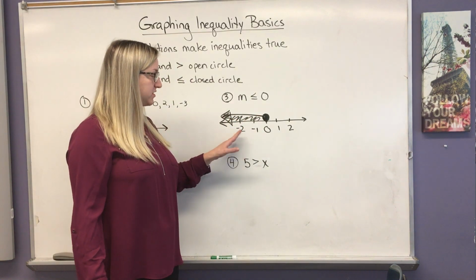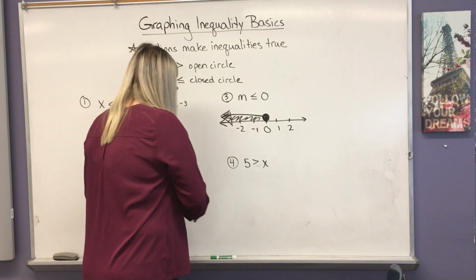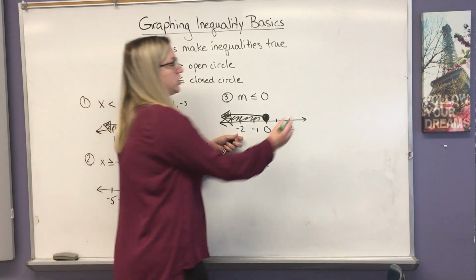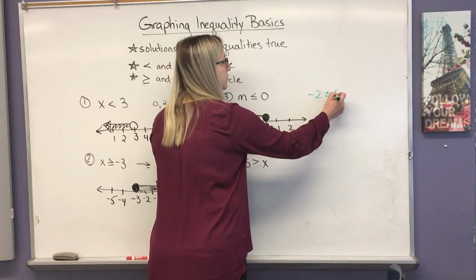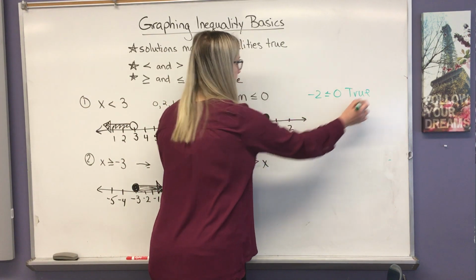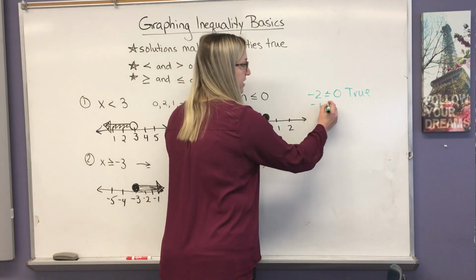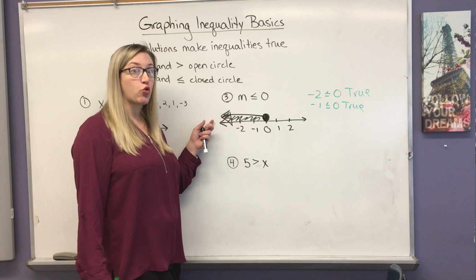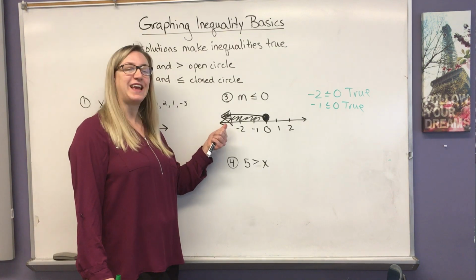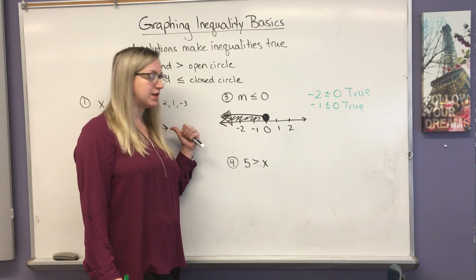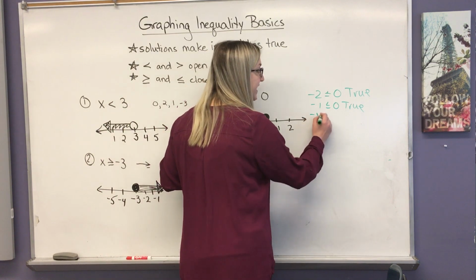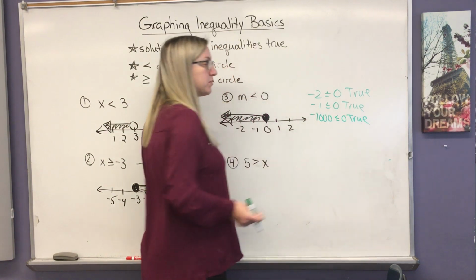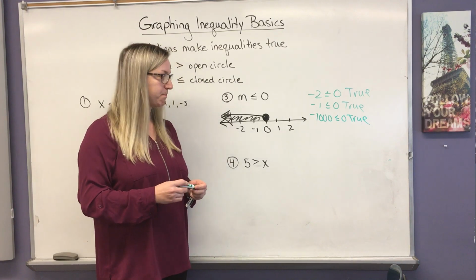So I can create some true and some false statements. Something true would be -2 is less than or equal to 0. That's true. -1 is less than or equal to 0. That's true. Let's pick something crazy, because this arrow represents an infinite amount of solutions to the left. So I can pick something like -1,000, and that is also less than or equal to 0.